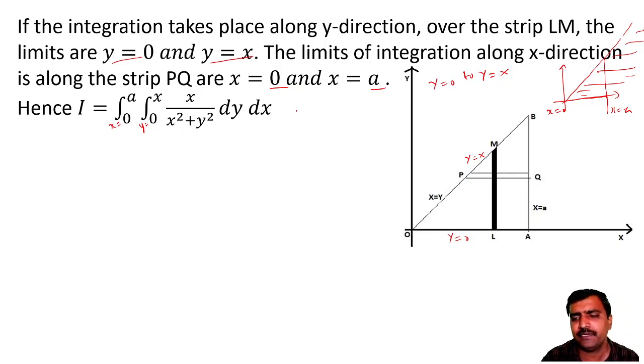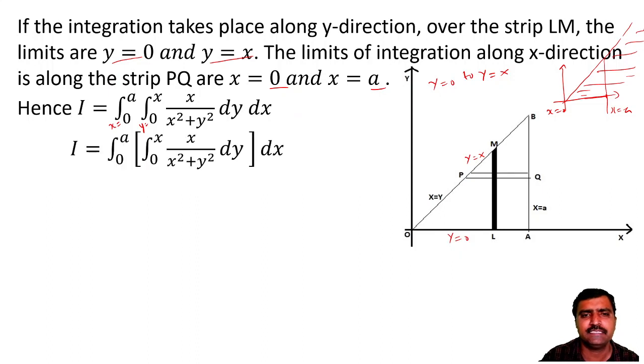So the next part is you just simplify this and apply the integration. First we have to take the integration with respect to y. Let us integrate with respect to y first. When you are integrating with respect to y, you treat x as constant. So what is the integration of 1 by x square plus y square? It is in the form of 1 by a square plus x square.